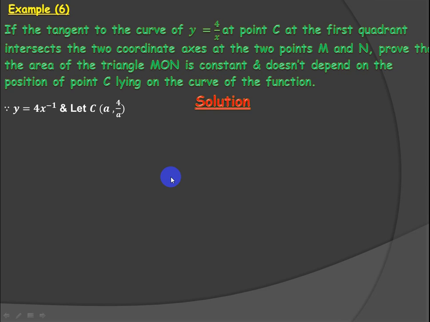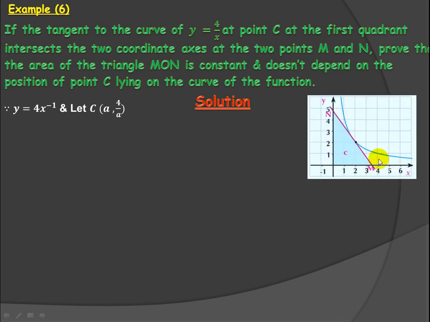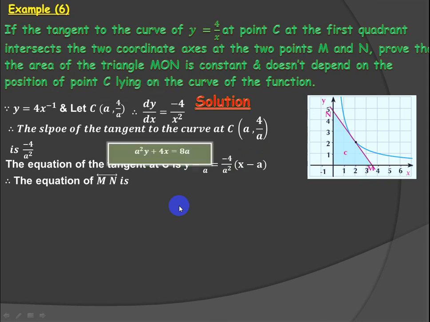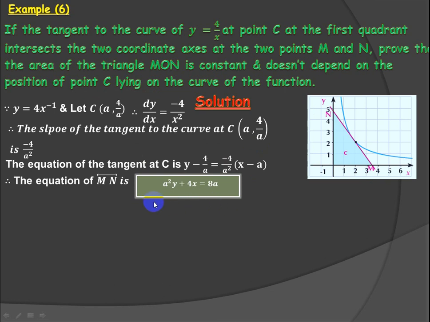Let's draw this function. This rational function we talked about before in the first term. The blue curve represents the part of the rational function 4 over x in the first quadrant, and the straight line MN is the tangent to it. dy by dx is negative 4 over x squared. Now the slope of this tangent at the point C will be negative 4 over a squared. Forming the equation of the straight line MN, which is the tangent to this curve: y minus 4 over a equals negative 4 over a squared times x minus a. After simplifying this equation, you will find that the equation of the straight line MN is a squared y plus 4x equals 8a.